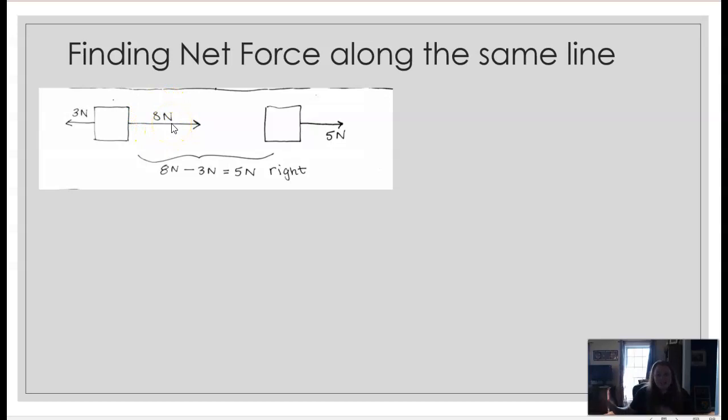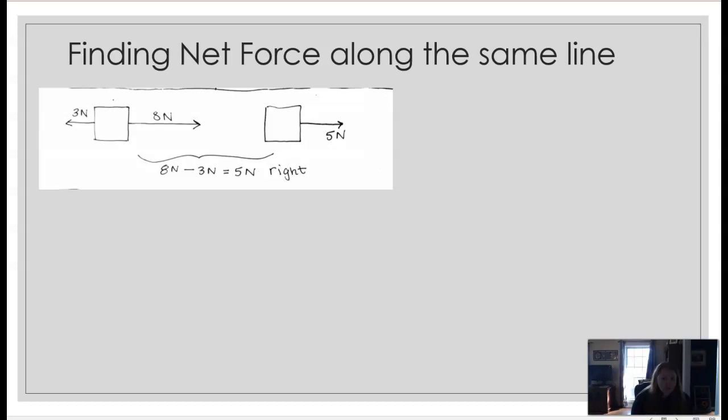We could say anything to the right is positive, because in physics, just like in math, if you look at the x and y axis, everything to the right on the x-axis is positive and everything to the left is negative. We can treat that the exact same way in physics, and that's going to help you a lot. So we have 8 newtons to the right and 3 newtons to the left. So we would say that 8 is positive and the 3 is negative.